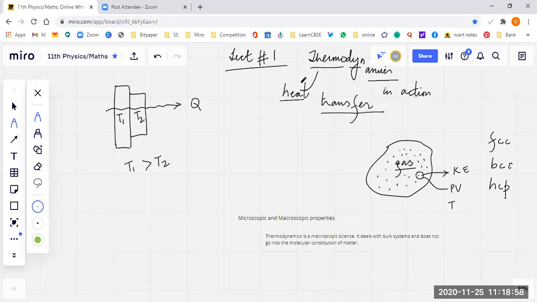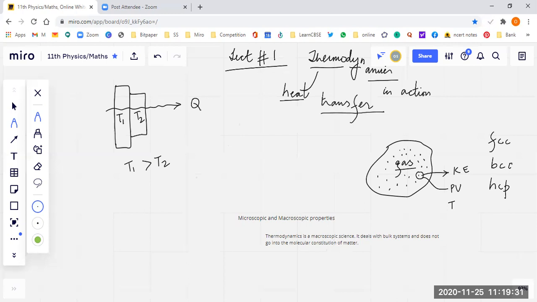Similarly, we are not concerned about the kinetic energy of atoms or molecules here. Rather, we are concerned about the kinetic energy of the whole gas, this much volume of the gas. So we are concentrating on what is happening with the whole thing, not what is happening at the atomic or molecular level. It's a macroscopic science and doesn't go into the molecular constitution of matter.